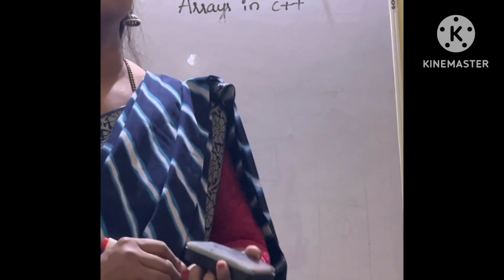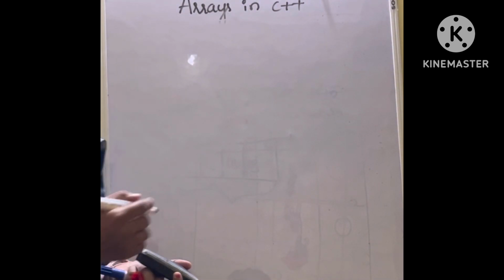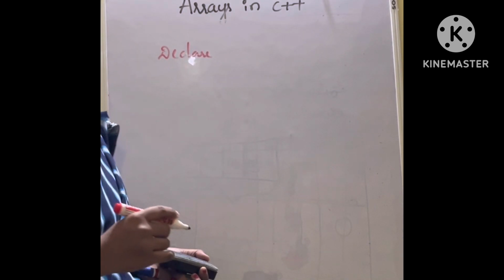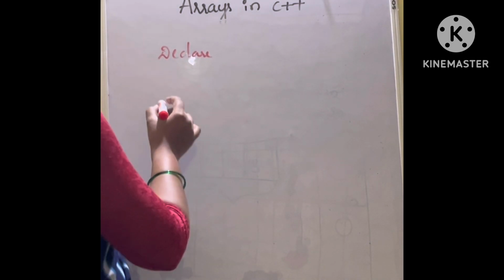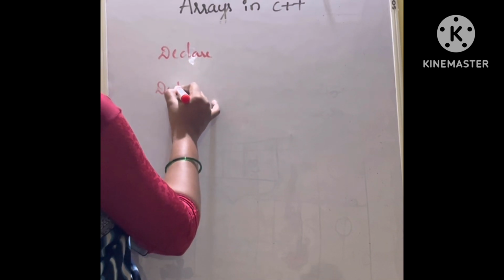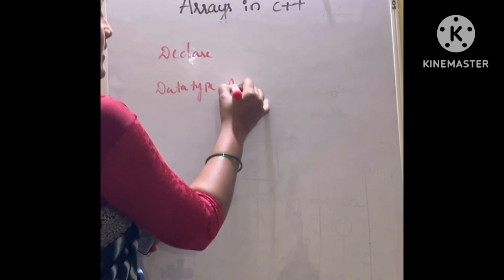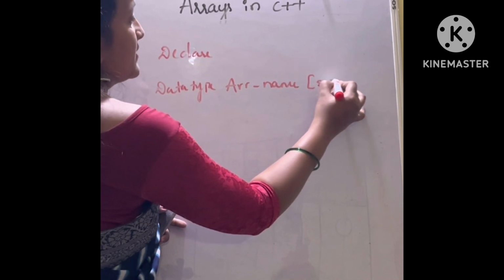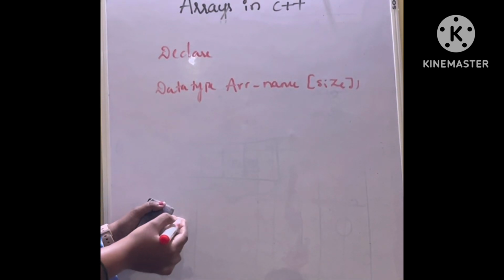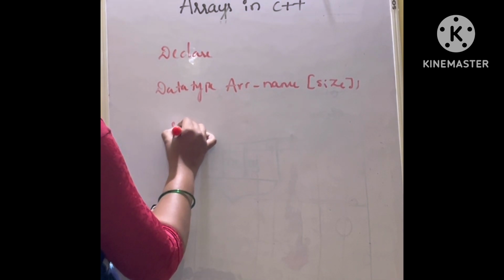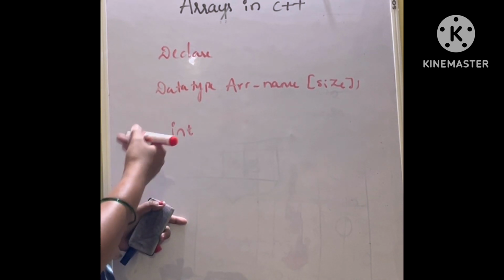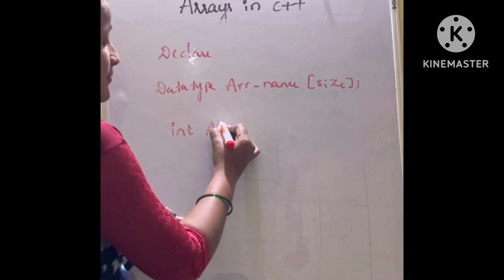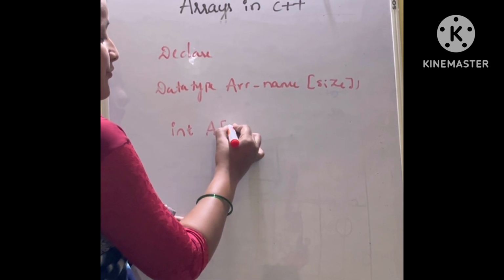Now I hope you got what the need of an array is. Now I'll tell you how to declare arrays. There is a syntax to declare arrays. The first one is the data type, then the array name, and the size we have to specify here. Now the data type I can take as int, and the array name you can take anything, it's the user's wish, so I'll take a. Size I'm going to take as 50.